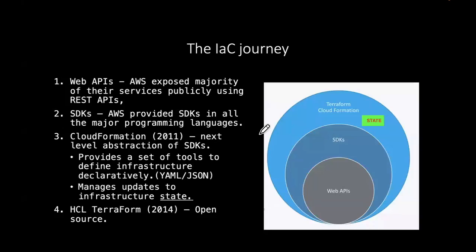This is another way of looking at how things evolved in the infrastructure as code story. The way you interpret this diagram on the right is, we have our AWS services like EC2, S3, DynamoDB, Lambda. These are services. AWS provided web API interfaces to those services, so we could communicate with them over the web. It also provided an SDK so that rather than communicating with the services using raw HTTP calls, we could use the SDK to take care of that for us.